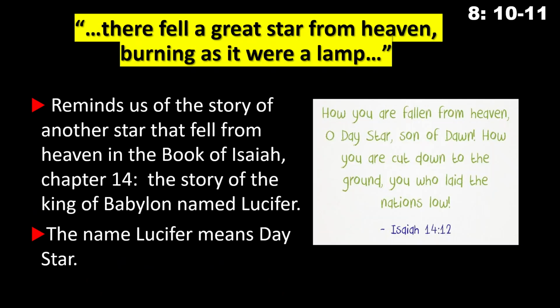We are still discussing the phrase, there fell a great star from heaven, burning as it were a lamp. This reminds us of the story of another star that fell from heaven in the book of Isaiah, chapter 14, the story of the king of Babylon named Lucifer. The name Lucifer means day star. Here is an excerpt from verse 12 of Isaiah chapter 14, quote, How you are fallen from heaven, O day star, son of dawn! How you are cut down to ground, you who laid the nations low. End quote.